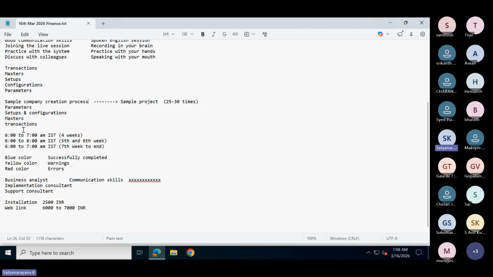The finance session will be in the morning, 7 to 8. For the first 4 weeks it will be 7 to 8. In the 5th and 6th weeks it will be 6 to 8.